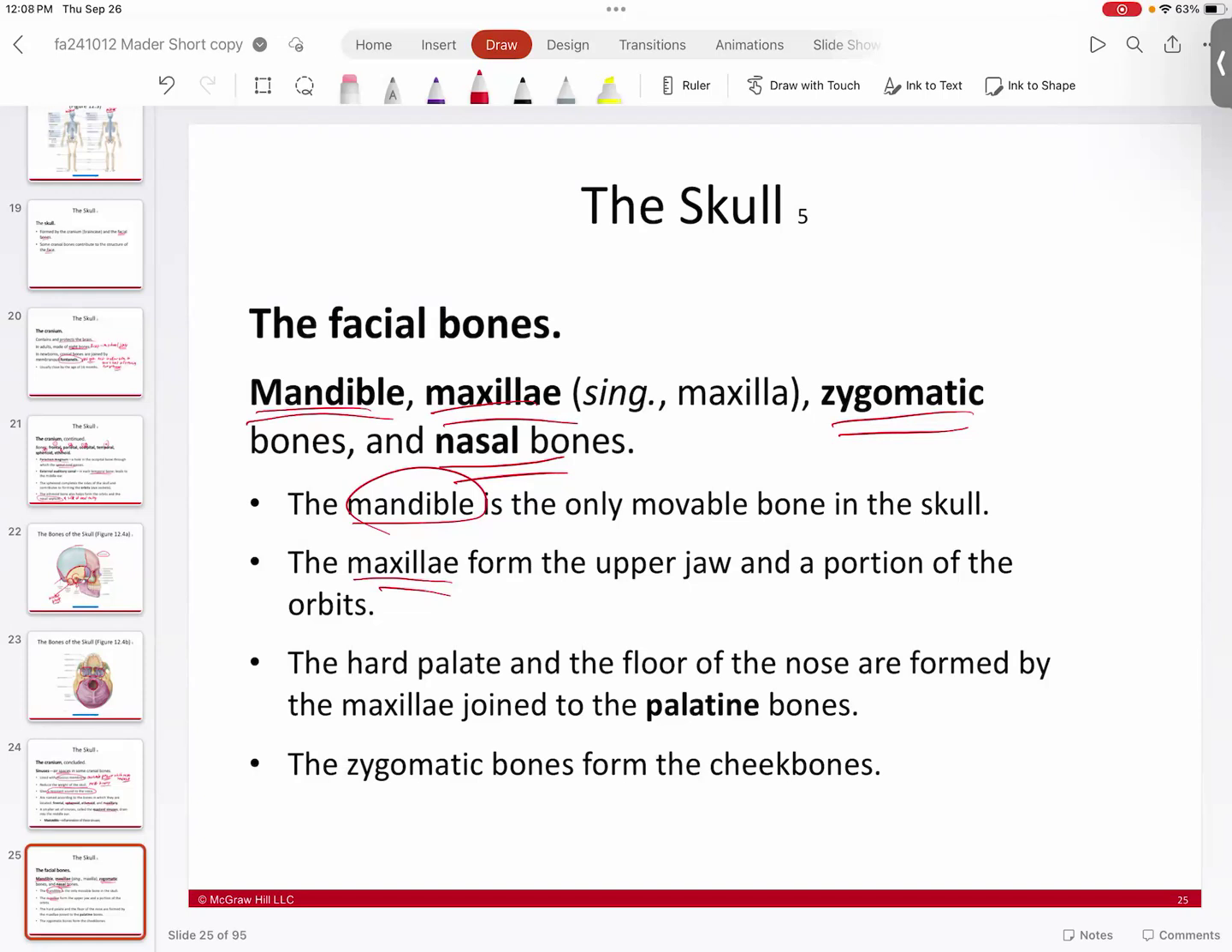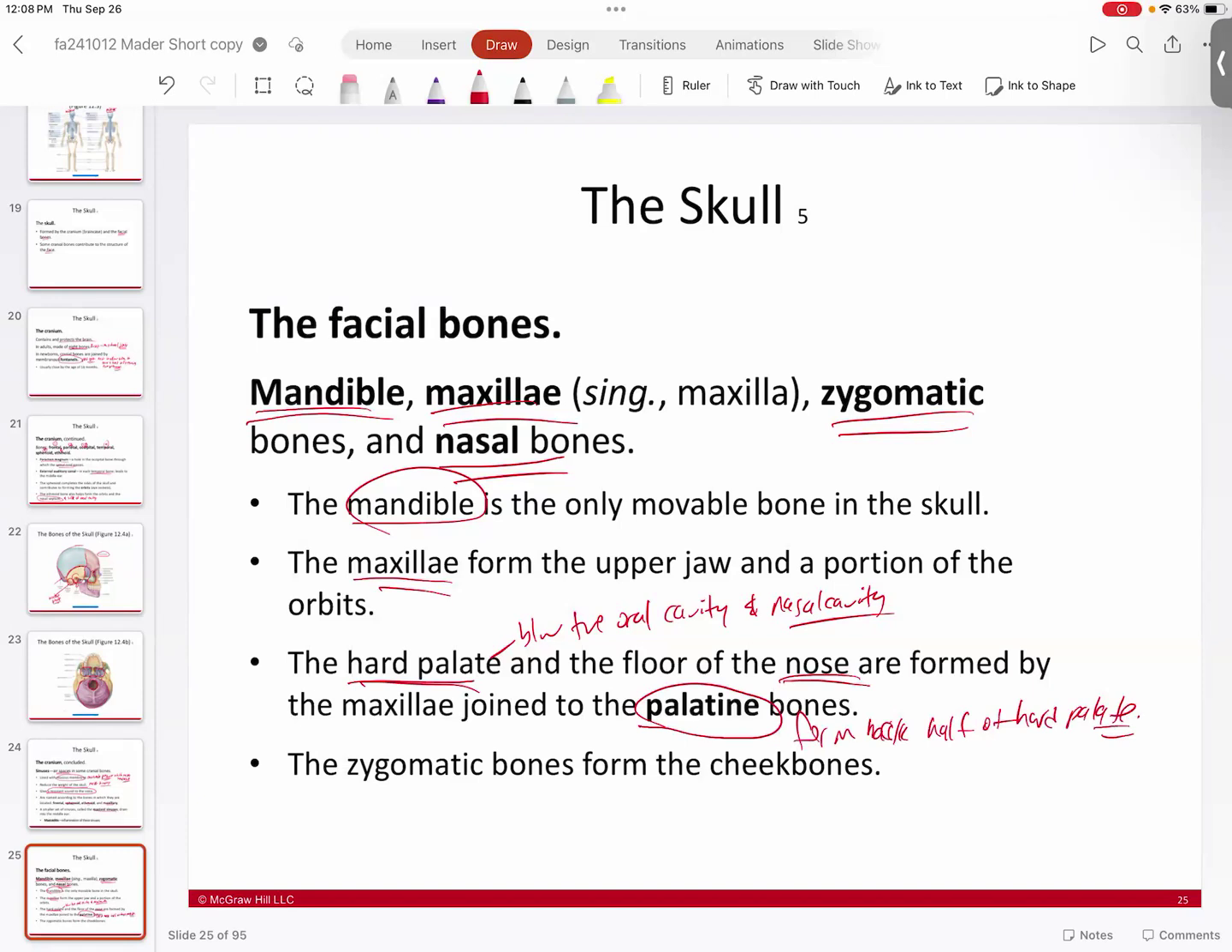The maxilla, which is your upper jaw, stays put, and it actually forms part of your eye orbit as well. It also forms the front part of your hard palate and the floor of the nose, right? So basically the hard palate is between your oral cavity and your nasal cavity. And that's your maxilla, forming that hard palate. On the back side of the hard palate, you also have another skull bone called the palatine. This forms the back half of the hard palate.